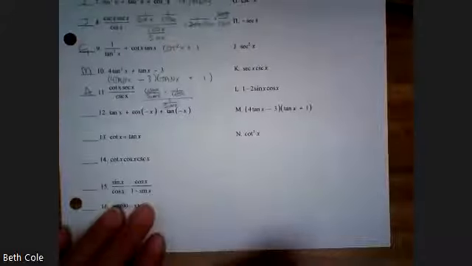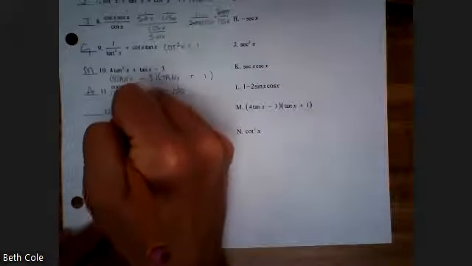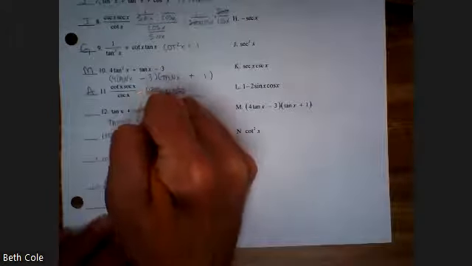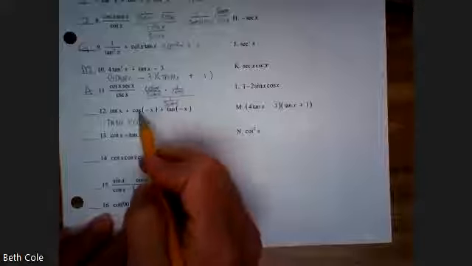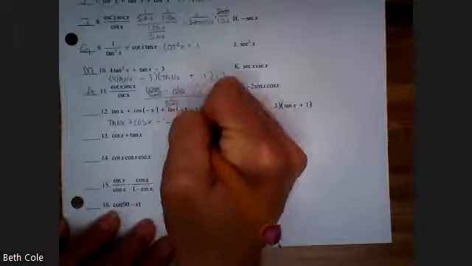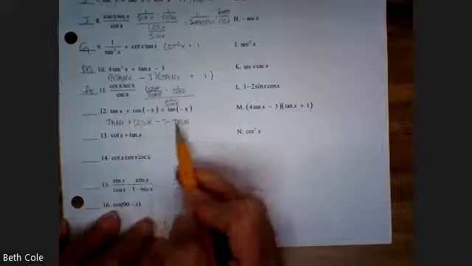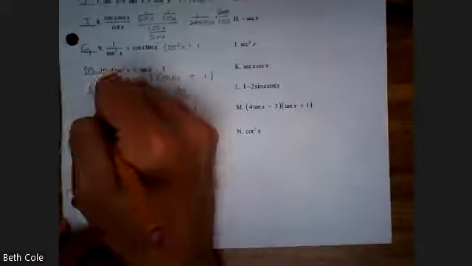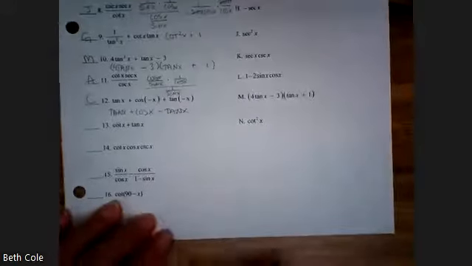All right, here we're going to have tangent plus cosine. Cosine is an even one, so that's going to turn positive. Tangent is odd, so that's going to go negative. And then tangent minus tangent cancels. You just end up with cosine. So that one is C.